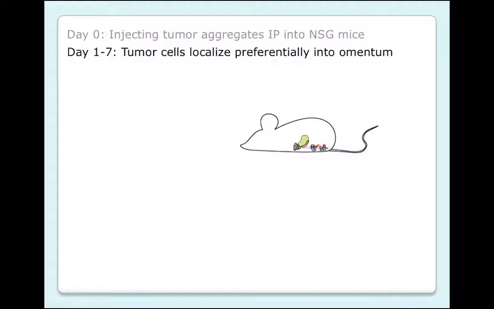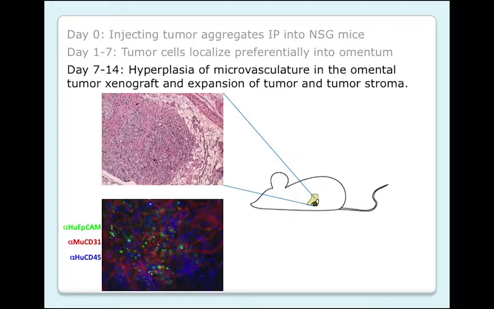That's the stomach, and on its greater curvature by day 1 and 7, the tumor cells localize preferentially into the omentum. When we started looking within hours, we were already seeing this happening, so it's happening very rapidly. Within a week to 2 weeks, we're actually seeing the tumor and the tumor microenvironment. Here you just see an H&E of this tumor microenvironment.